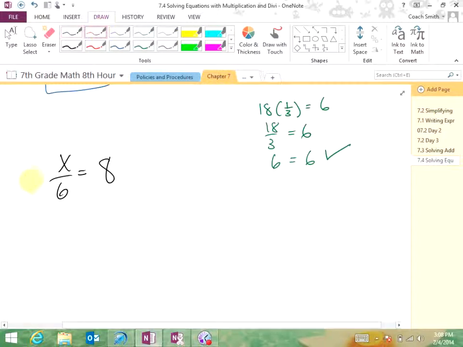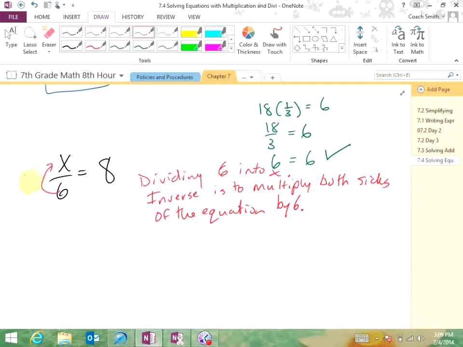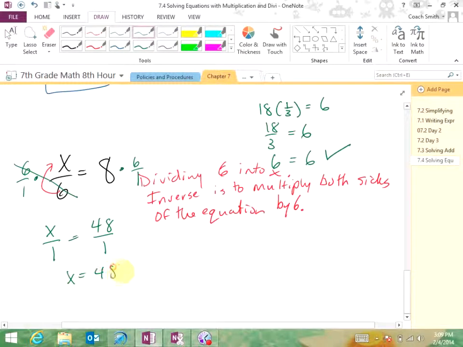Okay? Now, here's how we get that. This is dividing 6 into x. The inverse of that is to multiply both sides of the equation by 6. So I am going to multiply by 6 over 1 here, because it's a fraction, and I'm going to multiply by 6 over 1 here. These two cross cancel, leaving me with x over 1 is equal to 48 over 1, which means x is equal to 48.